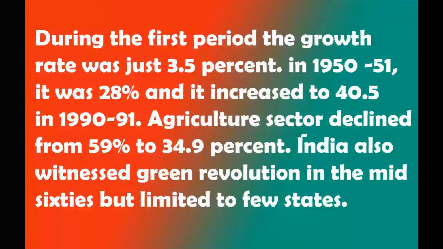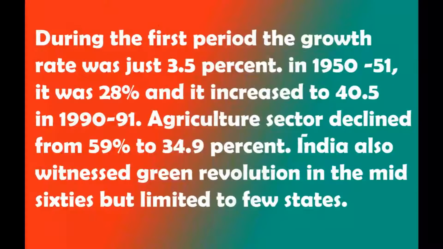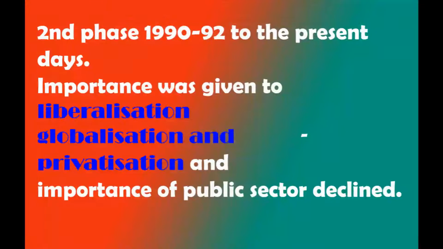In 1950-51, it was 28%, and it increased to 40.5% in 1990-91. The agriculture sector declined from 59% to 34.9%. India also witnessed the green revolution in the mid-60s, but limited to a few states. Second phase, 1990-92 to the present day. Importance was given to liberalization, globalization, and privatization, and the importance of the public sector declined.